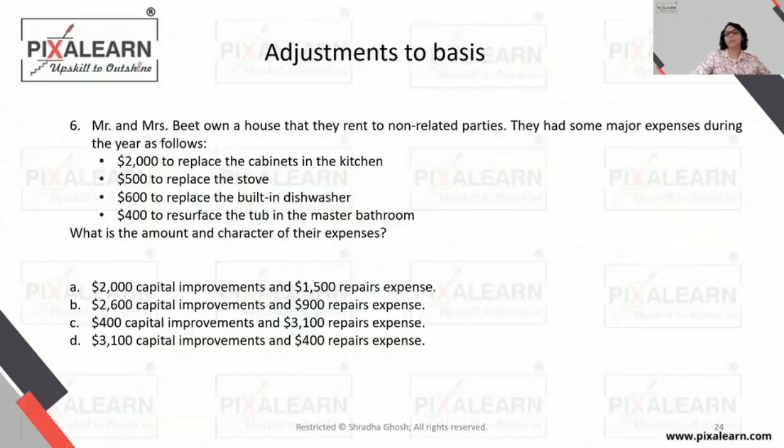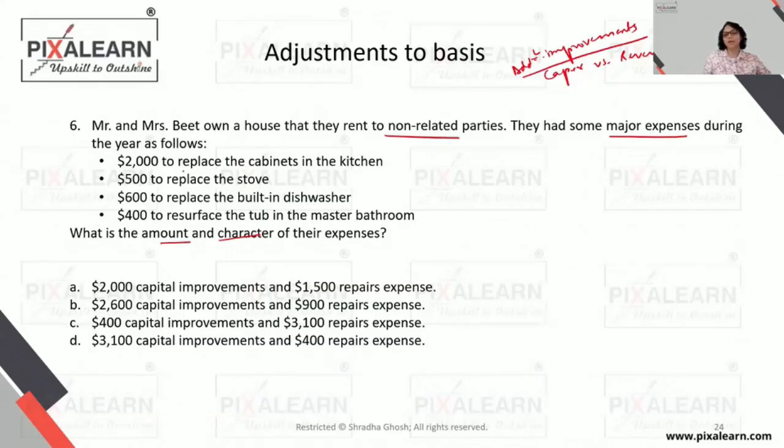Look at this question now. What is the amount and character of their expenses? Mr. and Mrs. Weed own a house that they rent to non-related parties. They had some major expenses during the year as follows. So this is basically a question that is again talking about what is revenue, what is capex. But this is additional improvements. So I'm doing some additional improvements on the property. I want to know how much of it is capex, how much of it is revenue.